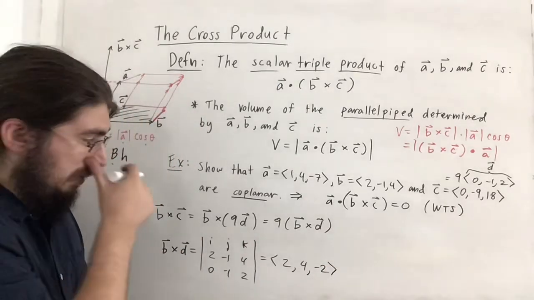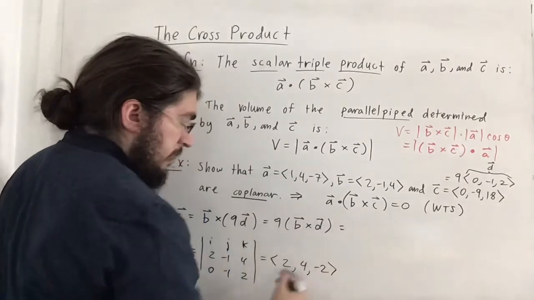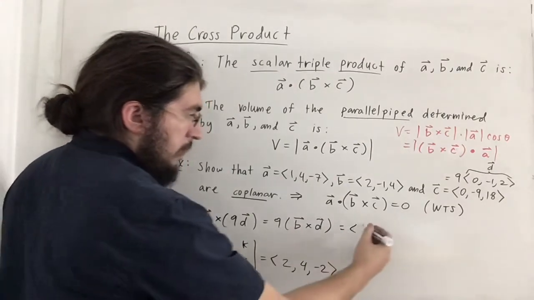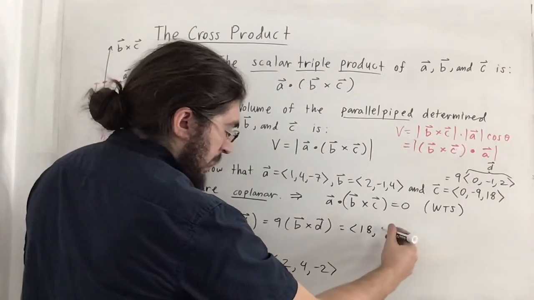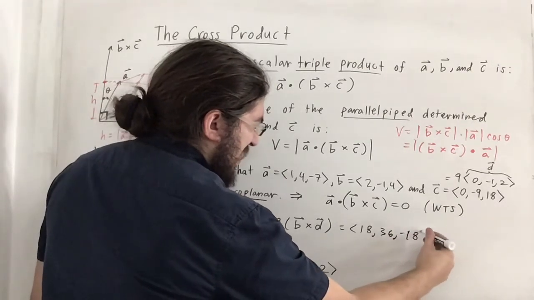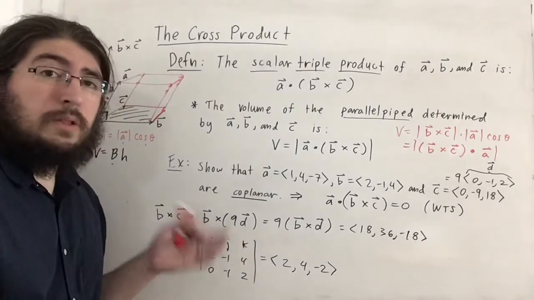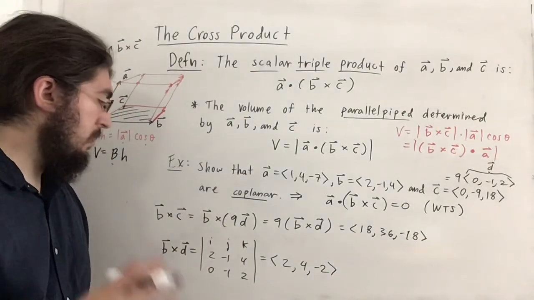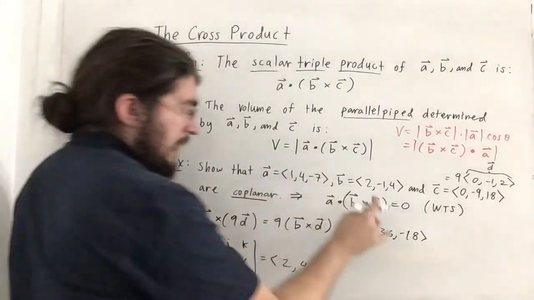Perfect. So in fact, we know that this vector is just 9 times this one, so if we scale the 9 back in, we get 18, 36, negative 18. That's kind of nice that you can do that, just dealing with smaller numbers at a time instead of larger numbers. And now we want to dot A with this.